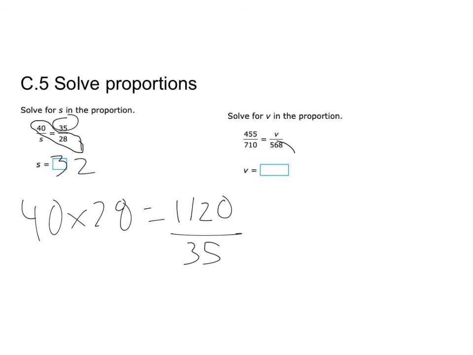Over here, we look and see what two numbers are diagonal from each other. We see it's 455 and 568. And again, we're just looking for you to take out your calculator. We multiply those, and then we divide by 710, which is going to give us 364. So first we multiply those cross numbers, and then we divide by the number that's across from the letter.